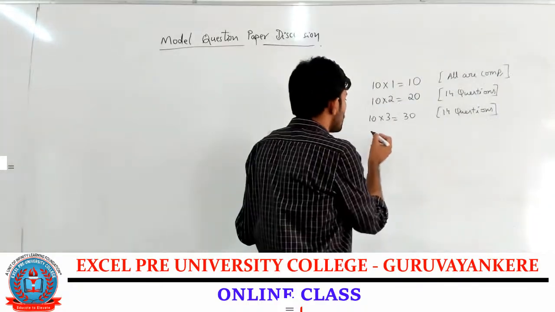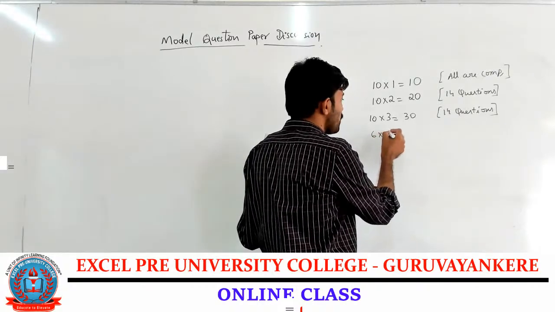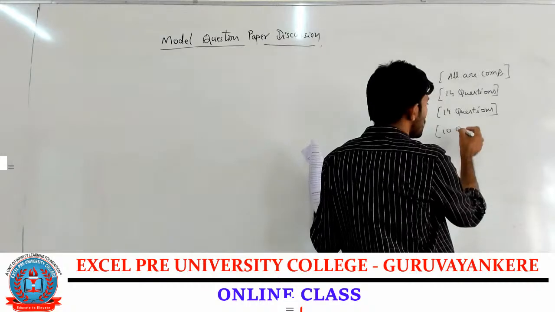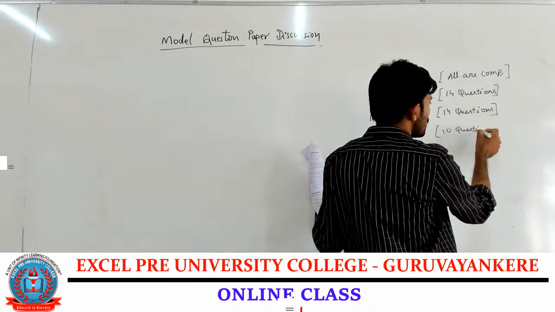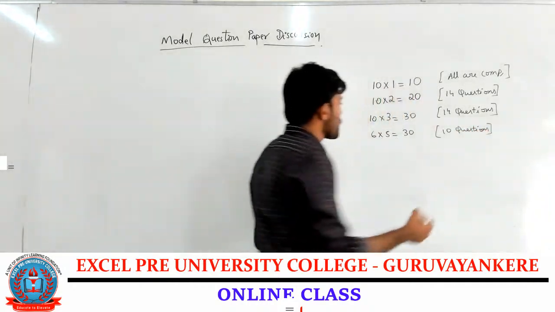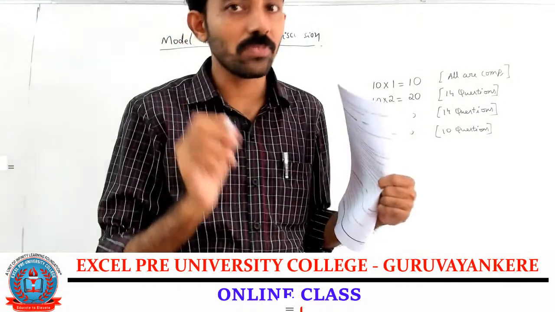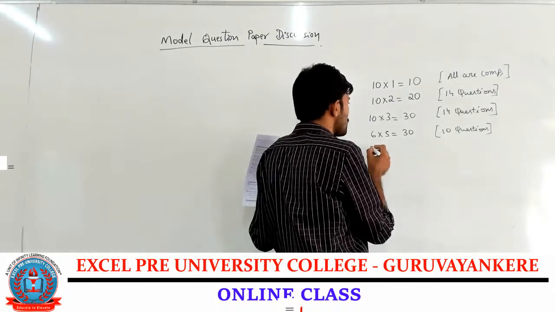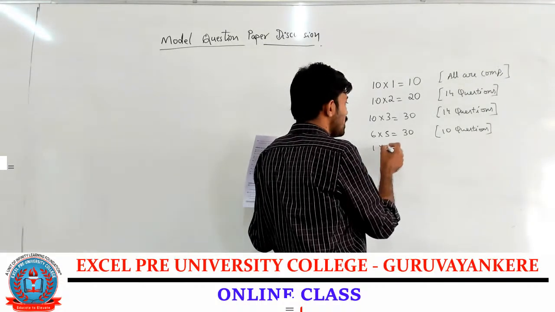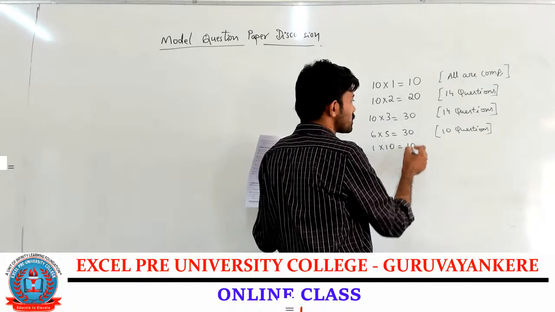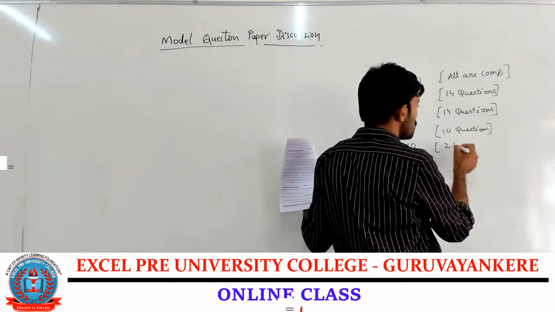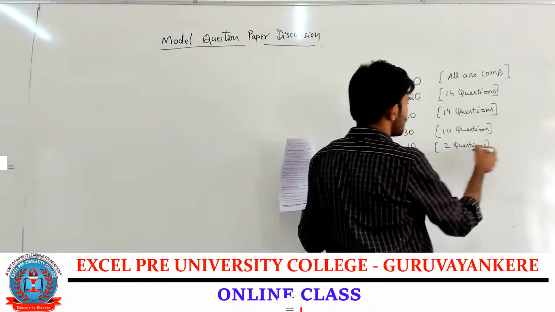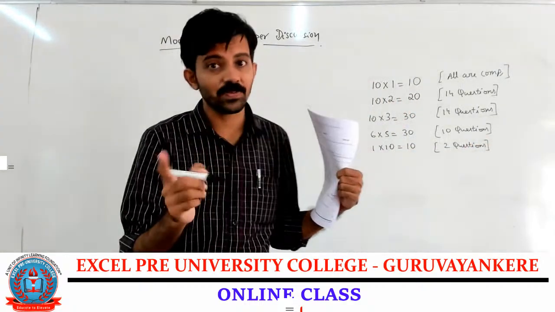Next we got 6 five-mark questions. They'll give 10 questions, and out of 10 you have to answer 6. Then finally we got a 10-mark question. They'll give 2 questions and you have to answer 1 question in that. 10 marks, 6 plus 4.